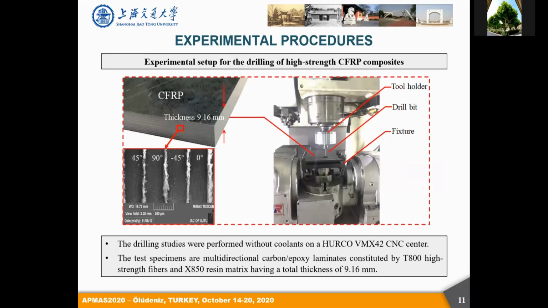Now we will move to subsection 2. Subsection 2 focuses on the experimental procedures and details for the drilling operation. This slide presents the machine tool as well as the CFRP specimen used. The drilling studies were carried out without coolant on a Hooker CNC machining center. The test specimens are multi-directional carbon epoxy laminates constituted by T800 high-strength fibers and X850 resin matrix, having a total thickness of 9.16 millimeters. This is for the thickness, okay?